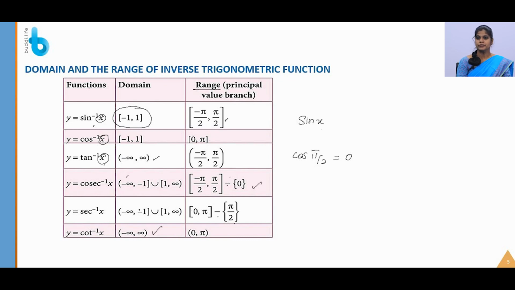Then for cot, tan, see, minus pi by 2 comma pi by 2. Here alone, the range will change. So this tabular column you should get very thorough for doing all the problems in this chapter. It is very important for you to get thorough. Okay, next we'll move to another concept.